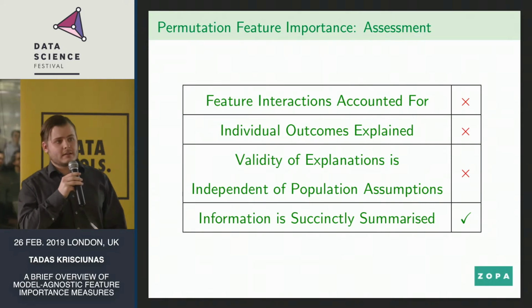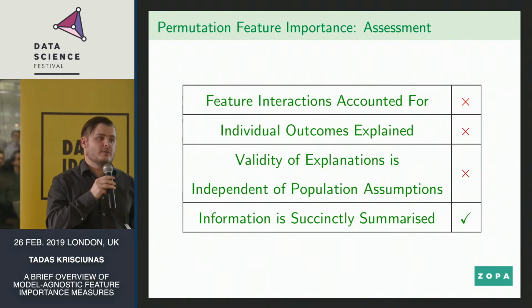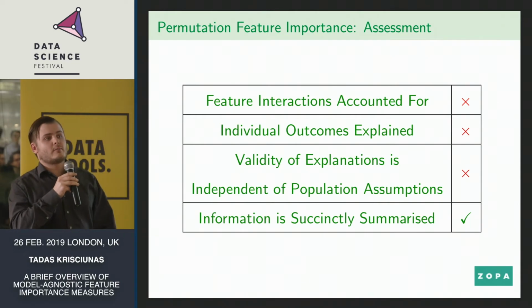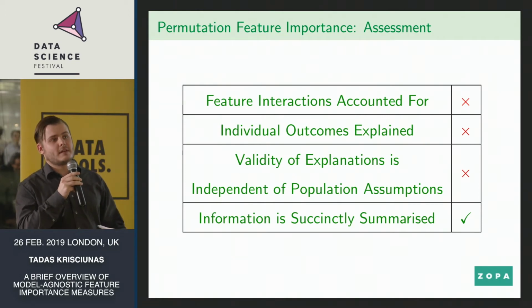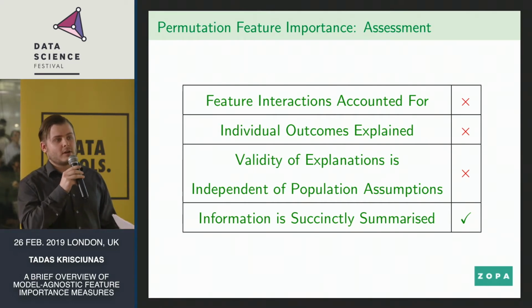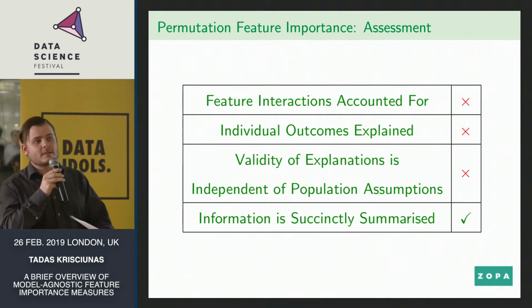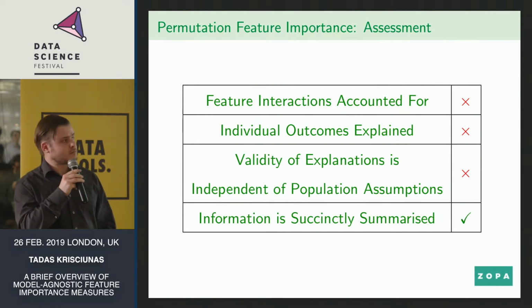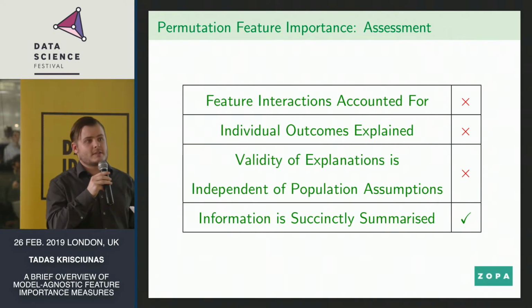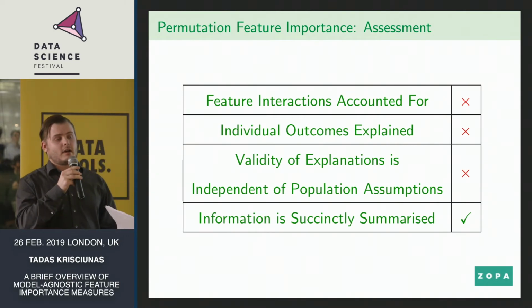Now, secondly, we can only probe feature importance on a population, on a big data set. So we cannot really explain individual decisions that the model has made, which makes this particular method less applicable in situations such as credit risk, where we may want to explain why a particular customer was given a particular loan application decision.